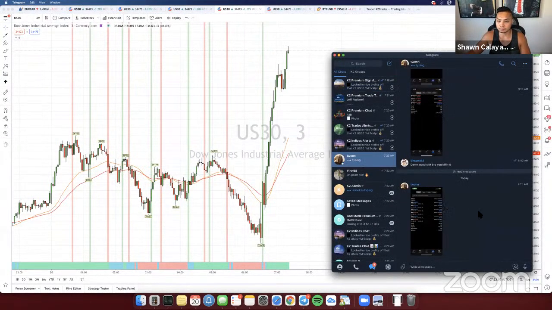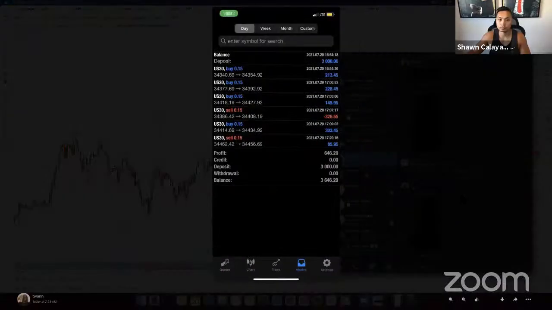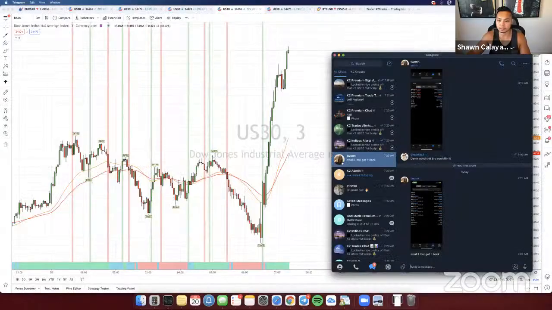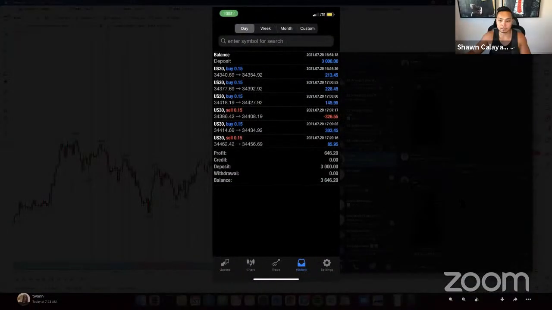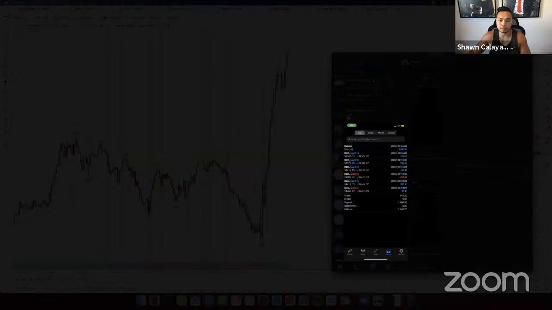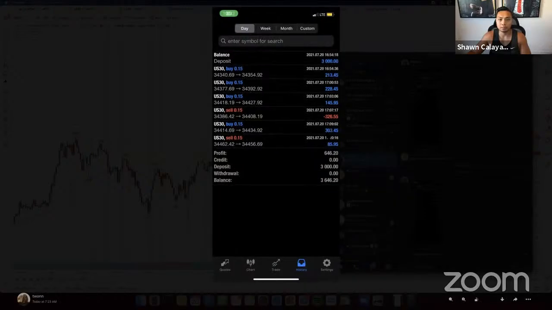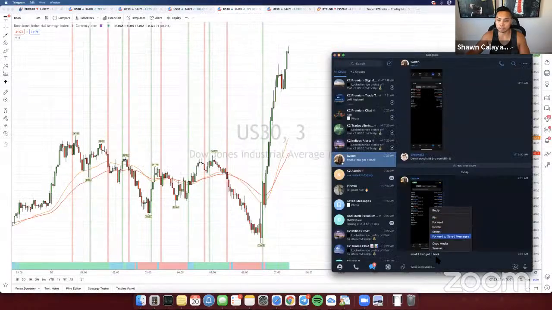Nice. Swan over here too. Swan locked in a total of $646.20 for the day. Swan said a small L, but got it back. So he took a small L right there, $300, but he made it right back on those next trades. The next trade he took a buy and a sell, and they both locked in to cover that loss. And he's now a total of 646 in profit. Nice work, Swan. You guys are doing pretty solid.